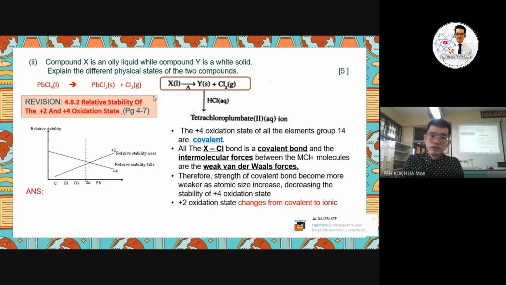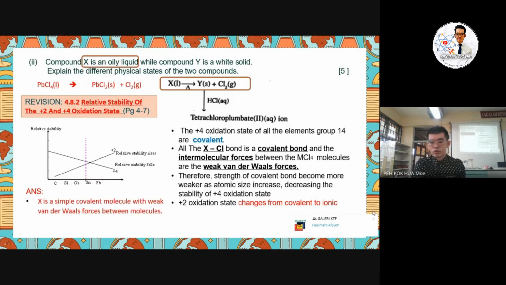This is the revision part, which is important for this question, okay. Actually, this is very simple. Lead tetrachloride has covalent bonds, but the intermolecular forces between the molecules are weak van der Waals forces. So that means it will be weak. While for Y, it will be an ionic bond.